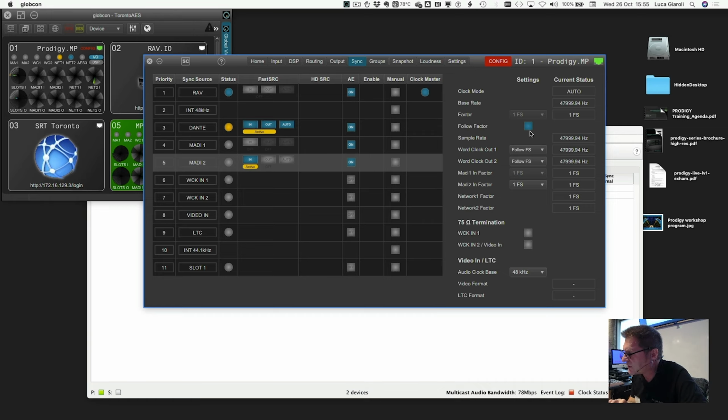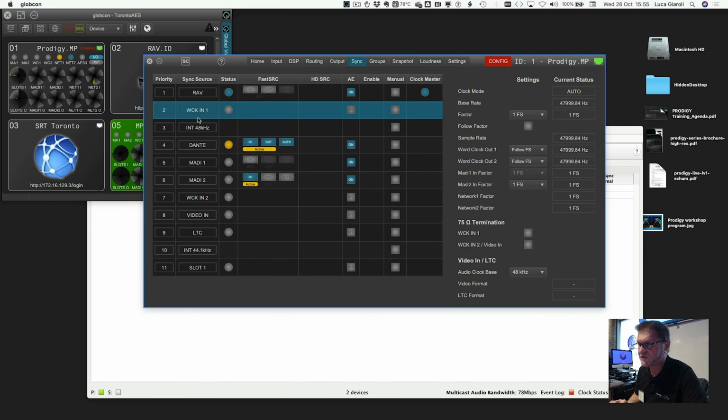Okay? So my suggestion is, although the Germans wanted to have this follow factor button, I really fought against that. Never switch it on. Why? Because the only thing you don't want to have automatically set is the sample rate of your system. So if for any reason Ravenna would fail and then you have the word clock input, and if someone is stupid enough to send you 96 kilohertz, your entire system will go to 96 kilohertz.